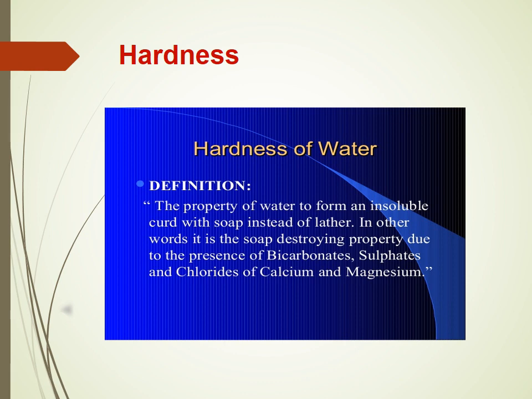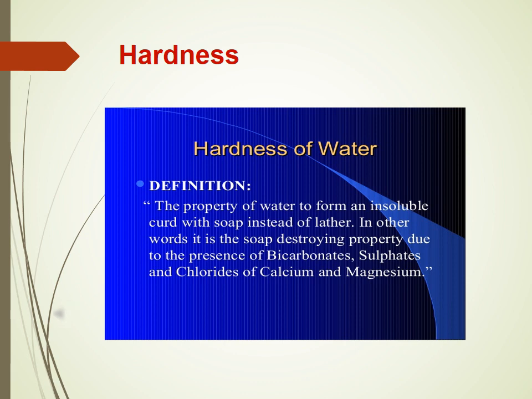So when we mix such kind of soap with water which contains calcium or magnesium ions, then these ions react with the sodium salts of the long chain fatty acids which are present in the soap to form the insoluble scums of calcium and magnesium, which do not possess any detergent value.